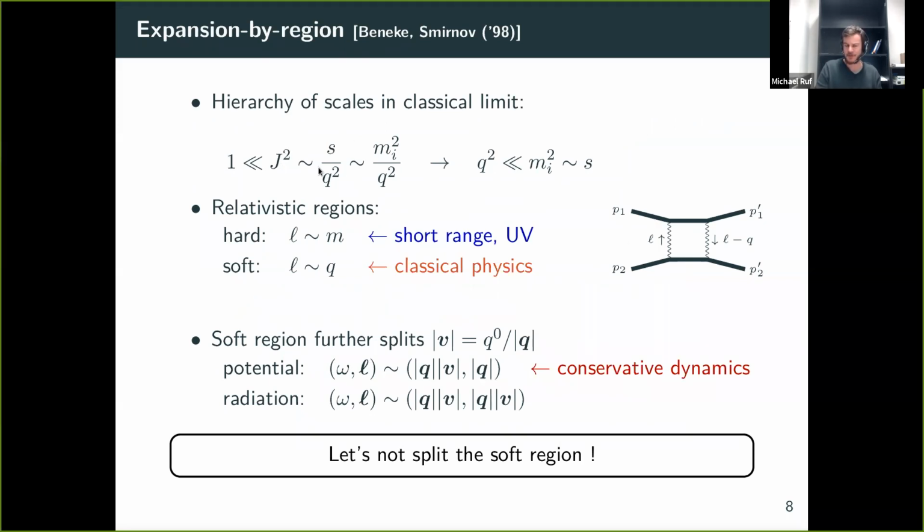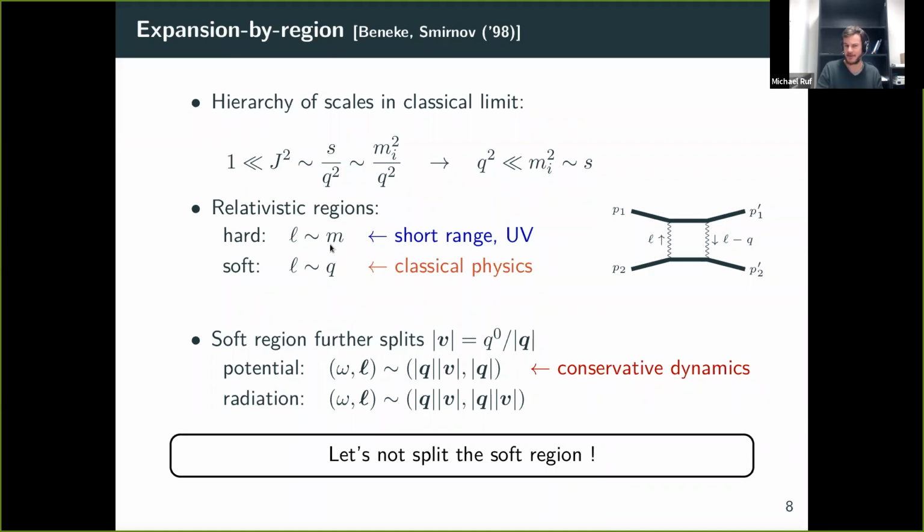And if you translate this to the momentum transfer, which is the natural variable we are looking at in this problem, this means that the momentum transfer has to be smaller than all the external, large scales. And then there's the method of regions by Beneke and Smirnov, which we can use to get expansions of the integrals in the limit of small q. For this, we have to look at the different regions of the integral. And there are two relativistic regions for this integral.